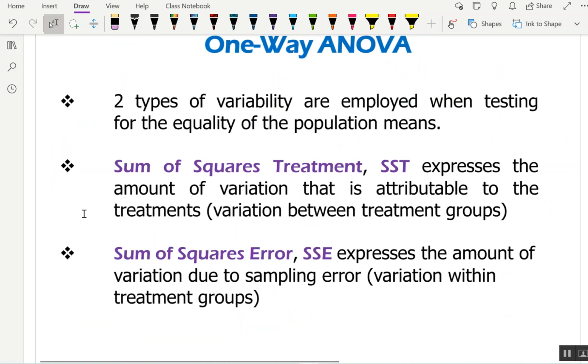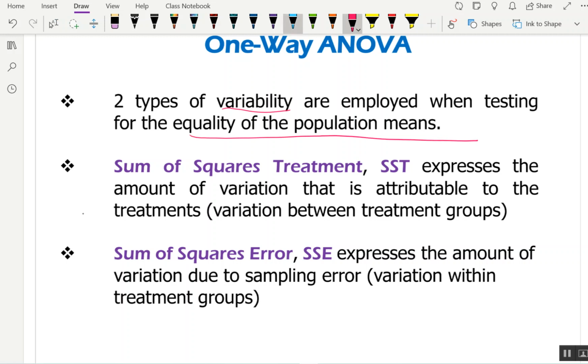Okay, so two types of variability. Variability means the variances, the differences. Variability, the differences, is employed when testing for the equality of the population means. So we are going to look at these two types of variability or differences when we test for ANOVA.